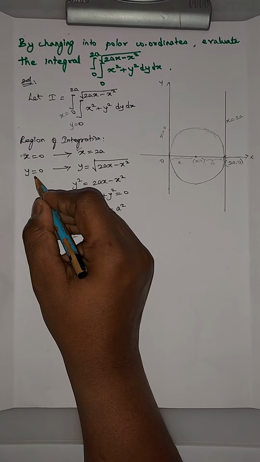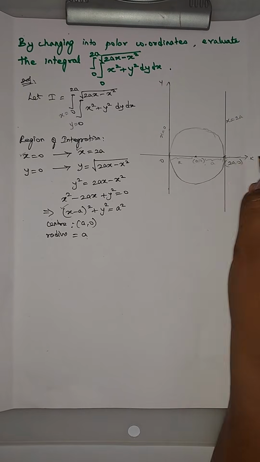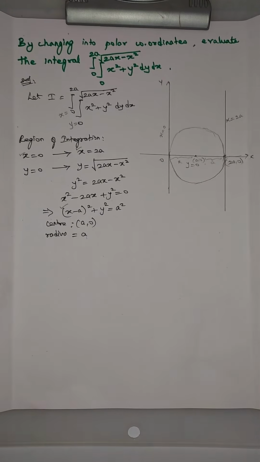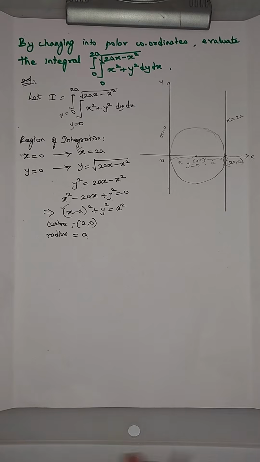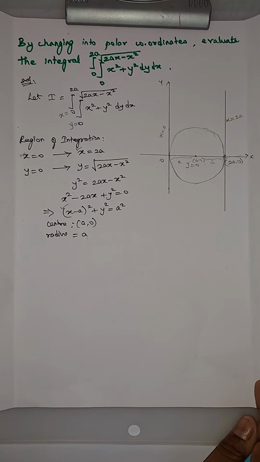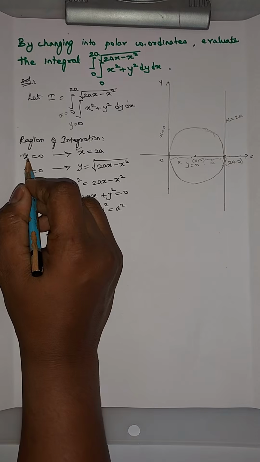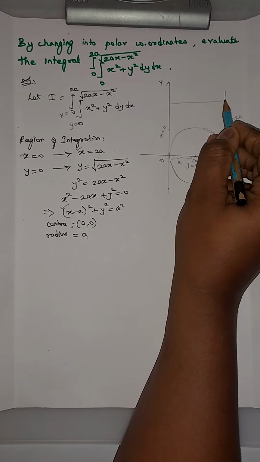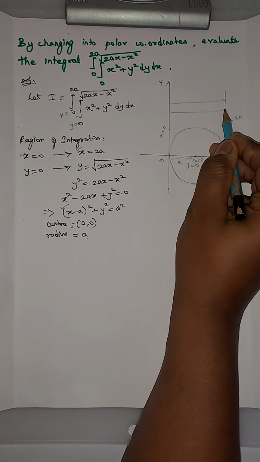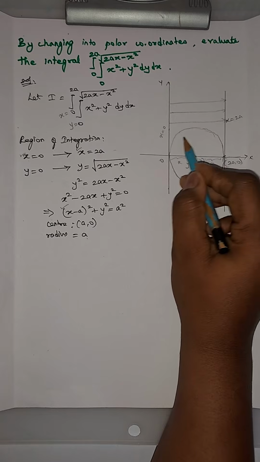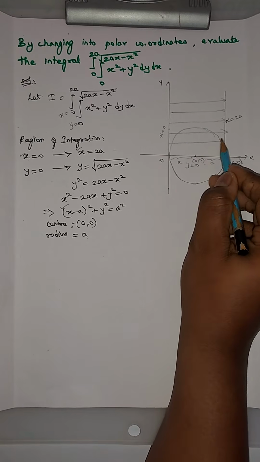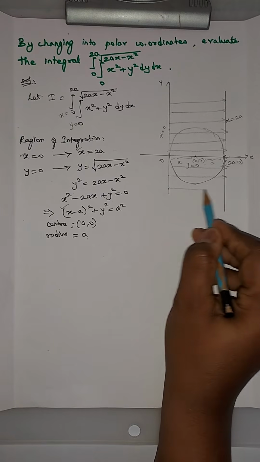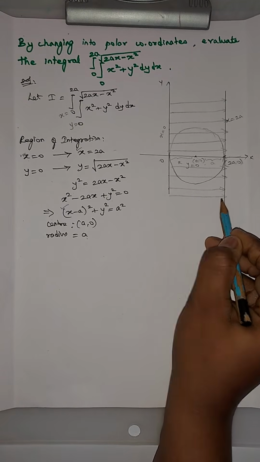Now y is equal to 0. Y is equal to 0 is the x-axis. Now the region of integration is the bounded region or the intersecting region. So x varies from 0 to 2a. That is, from x is equal to 0 to 2a. So from here to here, from here to here, it goes on like this.